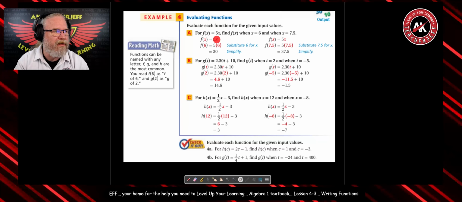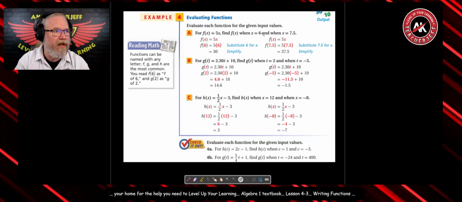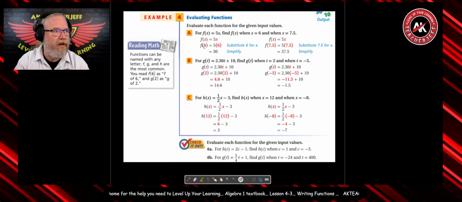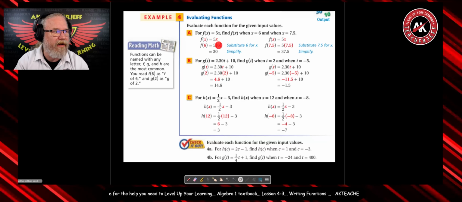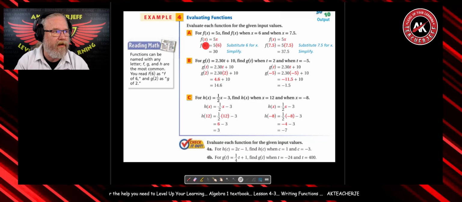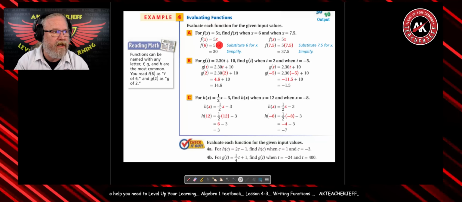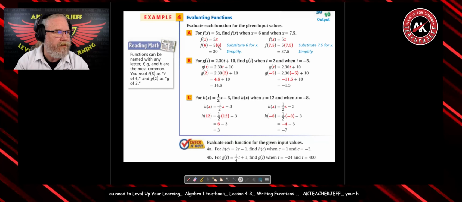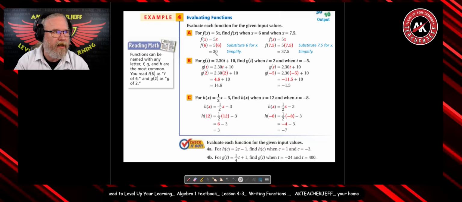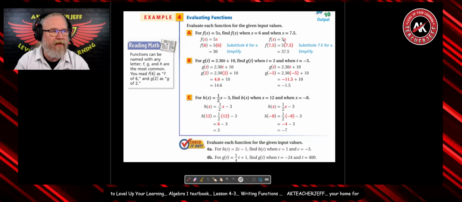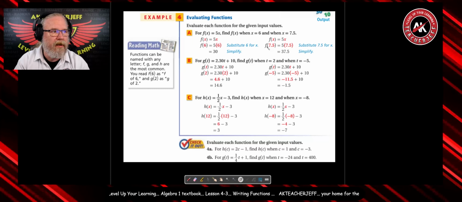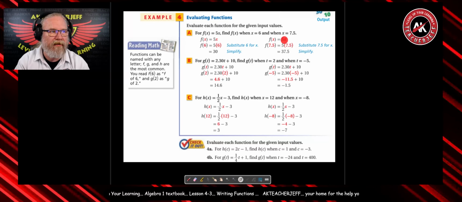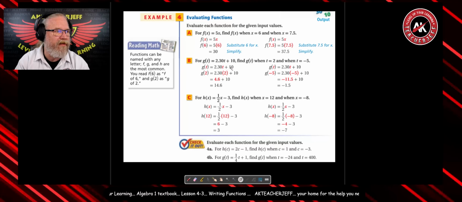So f of x equals 5x. So we're just going to substitute in the value of 6. There we go. Multiply it, we get 30. So f of x is equal to 5 times 6. Just substitute whatever is in the parentheses here into the algebraic expression, and then we evaluate it. That means get it all the way down to one number. F of x equals 5x. Well, what is f of 7.5? Well, substitute in 7.5 for the x, and it's 37.5.